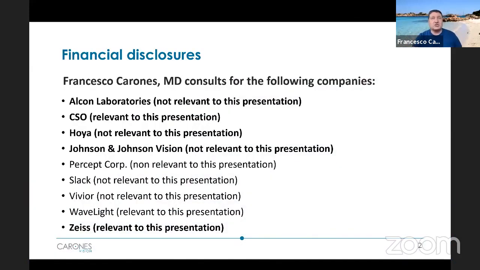So I'd like to focus this presentation on the differences that presbyopia correcting IOLs may show at Aberrometry. Here are my financial disclosures. You see that I've been consulting for several IOL companies as well as for CSO.